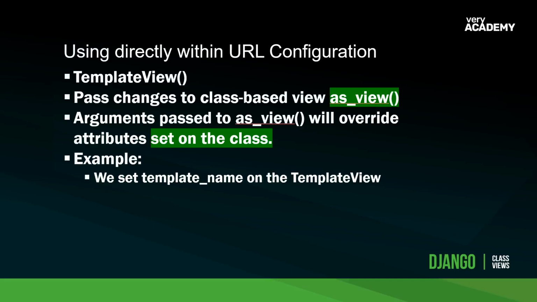Going back to this slide here, it starts to make sense. We have the class-based view that we're utilizing, template view. We pass changes to the class-based view inside the as view, and arguments passed in to the as view will override attributes set on the original class, which is the template view class. So remember that the template view class, the built-in class, is behind the scenes. It is just like a view we'd normally create as a function, but is a class, and so therefore it means that we're able to inherit the attributes and methods inside the template view and override them.